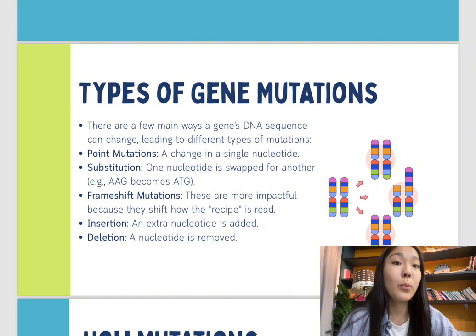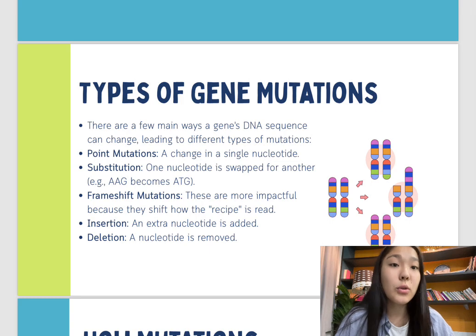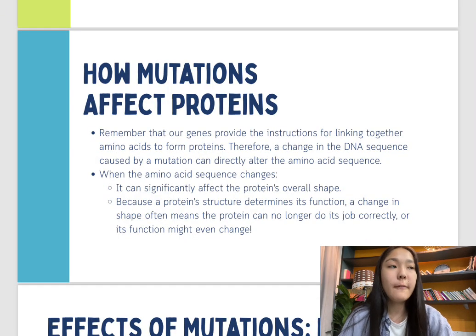So we have different types of mutation. The first one is the point mutation, which changes one nucleotide. Next, substitution mutation, where one nucleotide is replaced by another. Next is frameshift mutation, which happens when nucleotides are inserted or deleted, changing how the genetic code is read.